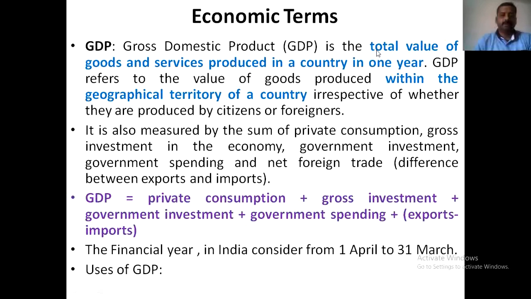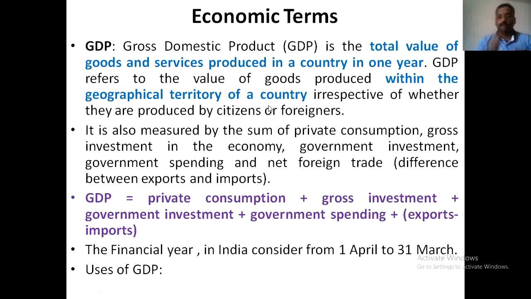It means the total value of goods manufactured in a country and, at the same time, the services provided at its cost in a country during one financial year is called gross domestic product. Now, the GDP refers to the value of goods produced within the geographical territory of a country. So the important point is the geographical territory of the country.